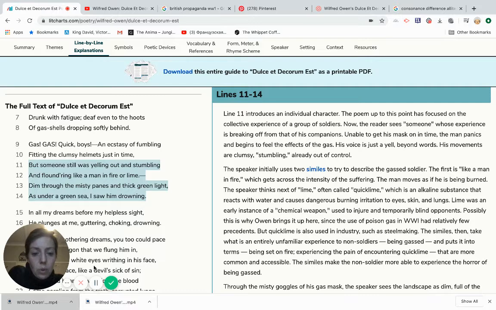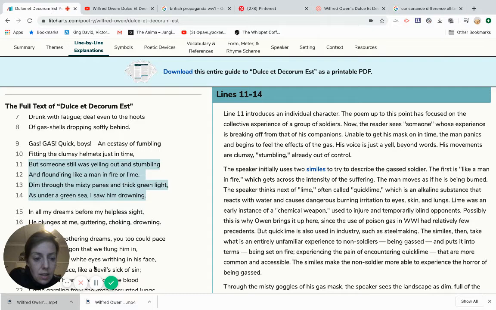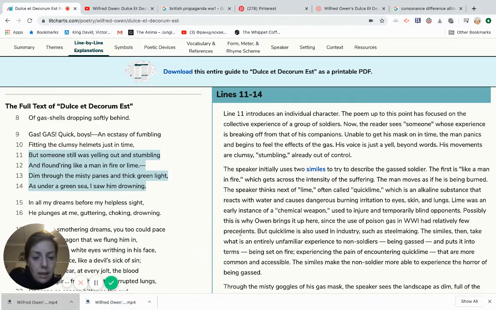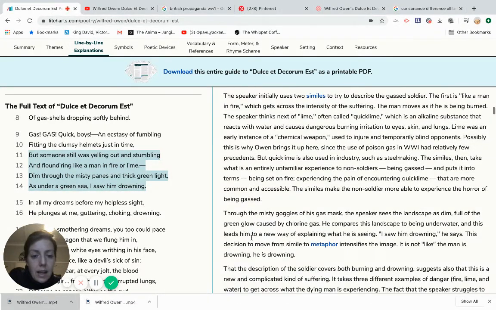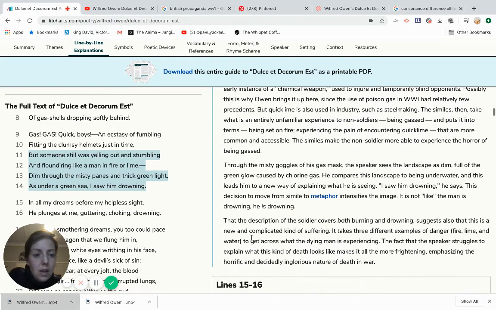Possibly this is why Owen brings it up here, since the use of poison gas in World War I had relatively few precedents. But quicklime is also used in industries such as steelmaking. The similes, then, take what is an entirely unfamiliar experience to non-soldiers, being gassed, and put it into terms, being set on fire, experiencing the pain of encountering quicklime, that are more common and accessible to civilian readers. The similes make the non-soldier more able to experience the horror of being gassed.